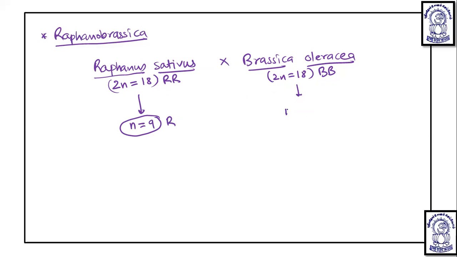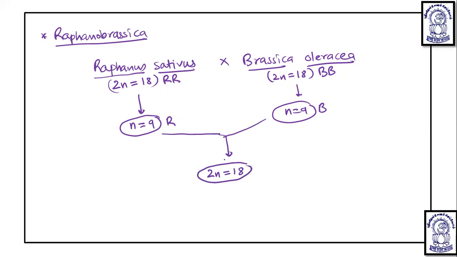This gamete has n equals 9, and that one has one set, that is B. Now when fusion of these two takes place, the 2n equals 18, and this 2n equals 18 has 9R and 9B, so we can write this as RB. That is, R is the one set of Raphanus sativus, and B is representing a set of Brassica oleracea. Now in this, autopolyploidy will occur, and when autopolyploidy occurs in a hybrid like this, it is known as allopolyploid.